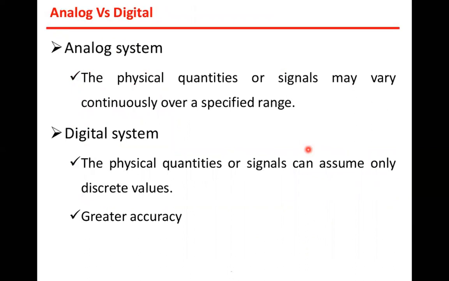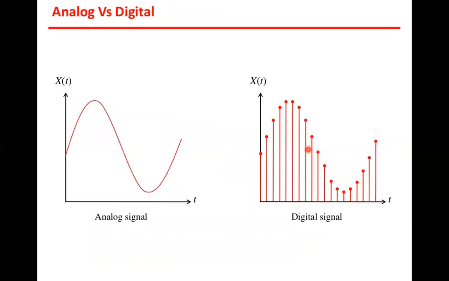In an analog system, the physical quantities or signals may vary continuously over a specified range. Whereas in the case of a digital system, the physical quantities or signals can assume only discrete values with greater accuracy. You can clearly see that this is an analog signal and this is a digital signal.